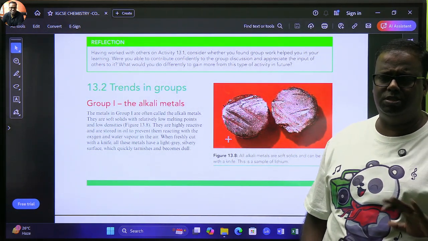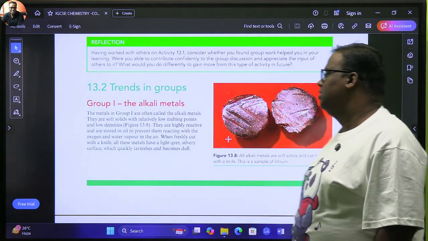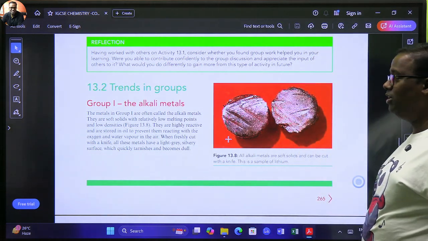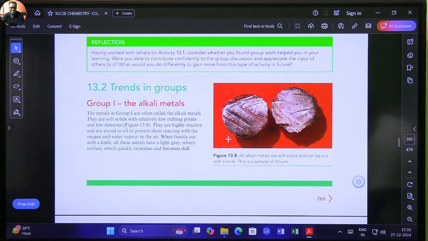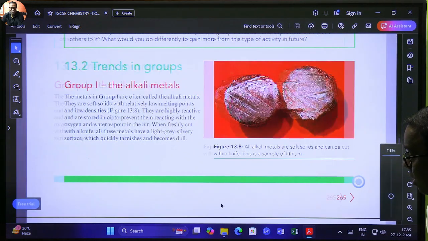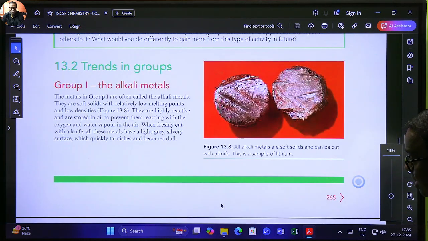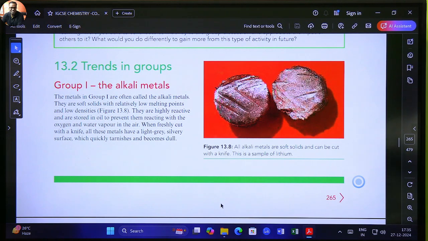This is from your study perspective. Keep writing the bullet points, okay? And thorough reading is very much required. Okay, I'm reading it now. You can also open the PDF of the book which you have with you. So it says the metals in group 1 are often called the alkali metals. They are soft solids.